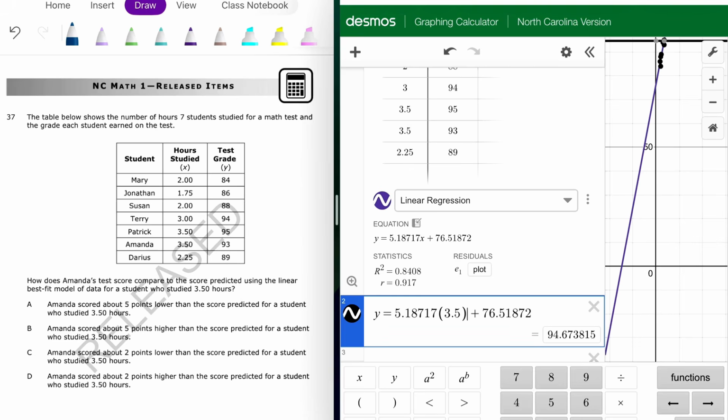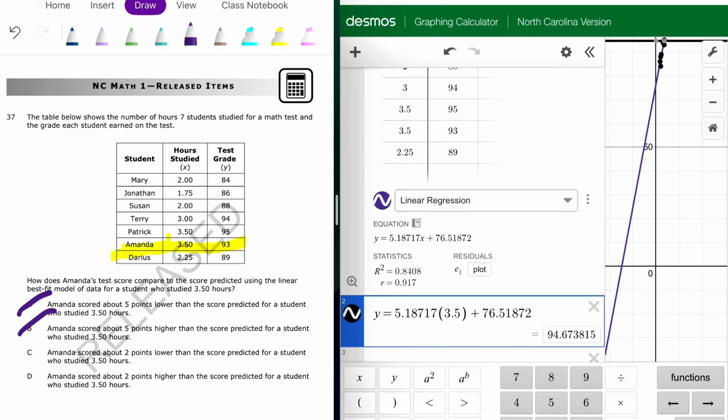The score itself at 3.5 hours, looking at my table, is either 95 or 93. Amanda. See, this is where reading is important. There are 2 people, and Amanda got a 93. It says, what is the difference between the one that was predicted and her real one? How does her test score compare to the predicted? So I'm comparing 93 to 94. Well, 93 is lower than 94, so I'm looking at the bottom 2 options because she scored lower than was predicted.